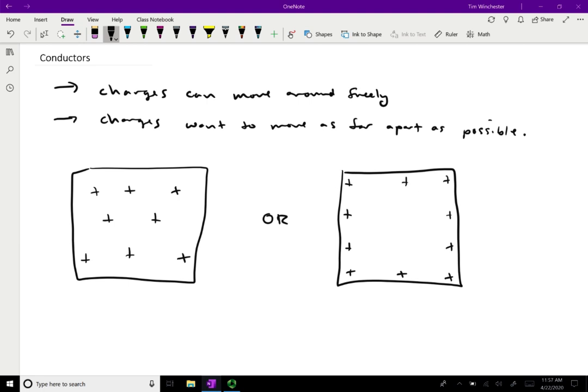Okay, and I think that at this point there's not a lot of reason to have a strong feeling one way or the other, whether the charges will spread out as far as they can to the surface or whether they'll spread out as far as they can and fill up the whole volume. Okay, but we will actually be able to answer this question. Okay, so first, let me make a claim.